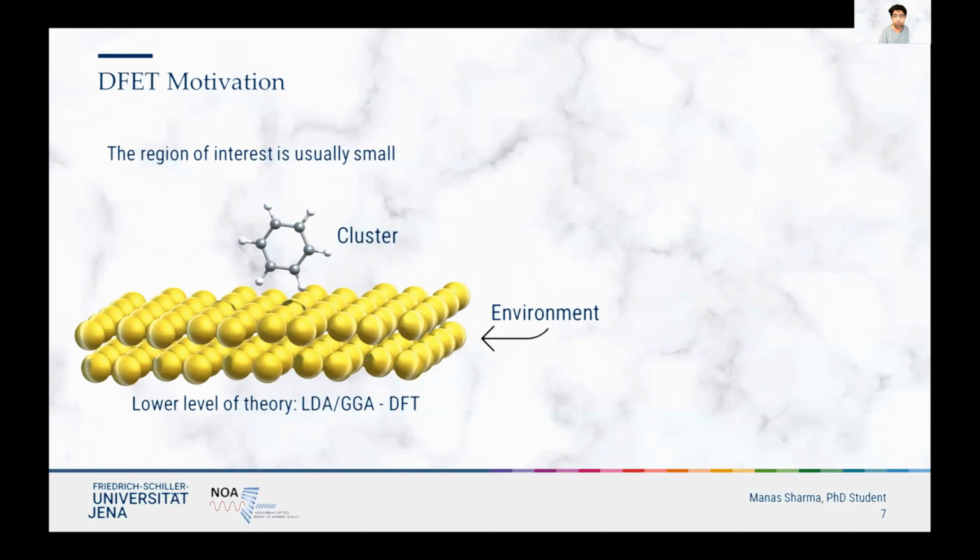Usually in such systems, the focus of our study or the region of interest is small, maybe just the cluster or a few atoms around it, while the periodic environment can usually be reasonably well described using lower levels of theory like LDA or GGA-DFT. The cluster or the molecule, however, requires going to some high-level methods like CCSD(T) or maybe hybrid functional DFT.